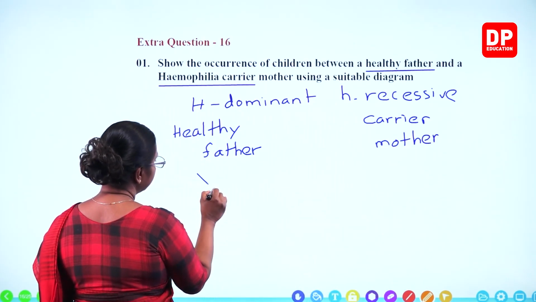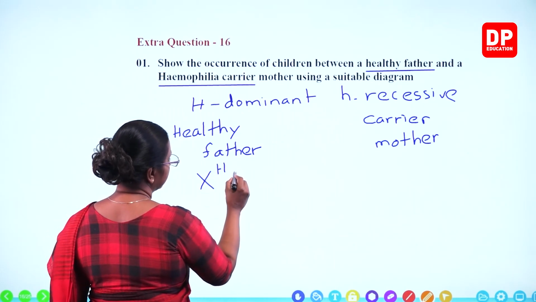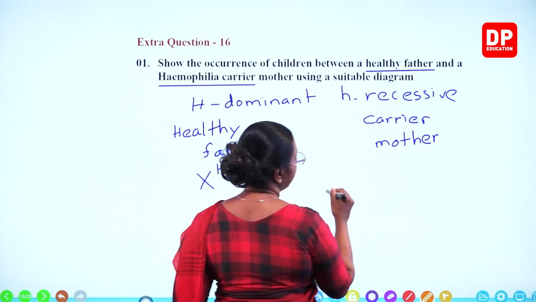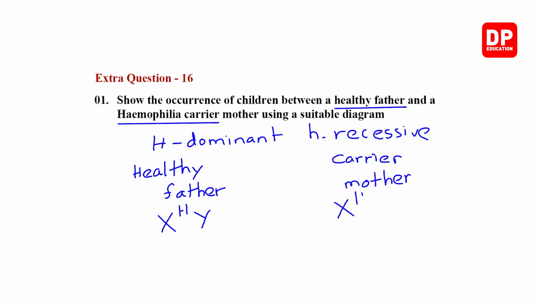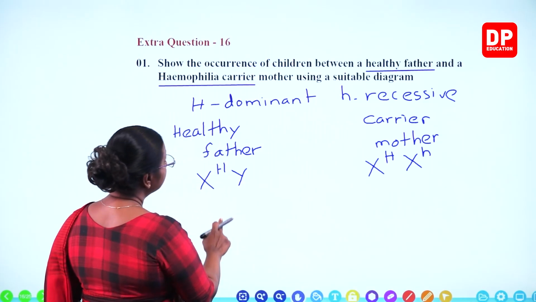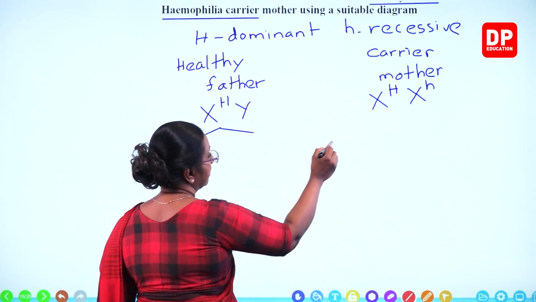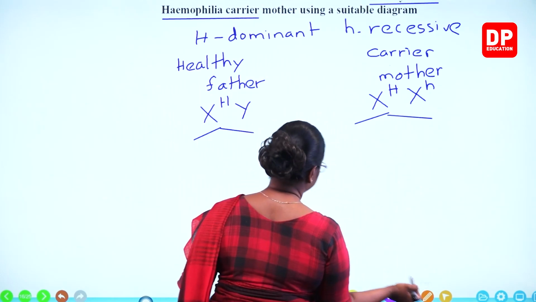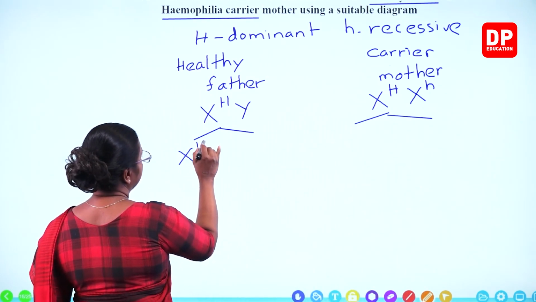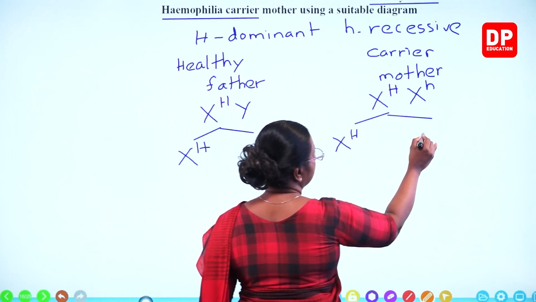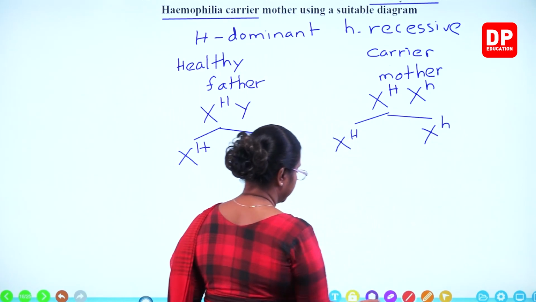So healthy father, X will have capital H and Y chromosome doesn't have the gene. Whereas a carrier mother, X will have capital H and the other X will have simple H, carrier mother. So from here we get the gametes, sperms and eggs. The two sperms and the eggs. X, H, Y, here X, H and X, simple H.